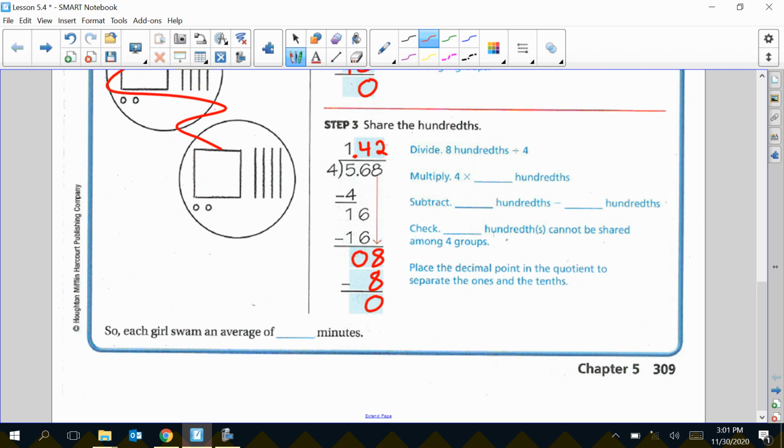Again, going through this, we multiplied 4 times 2 to get our 8. We then subtracted 8 minus 8, and we got a remainder of 0. With division of decimals, and we'll get into this later in the chapter, we're going to work until we get a remainder of 0. So today's lesson is all going to end in remainders of 0, so everything should work out. You will not have any remainders in this lesson. So to go back to it, each girl then swam an average of 1.42 minutes for each swimmer in their relay.